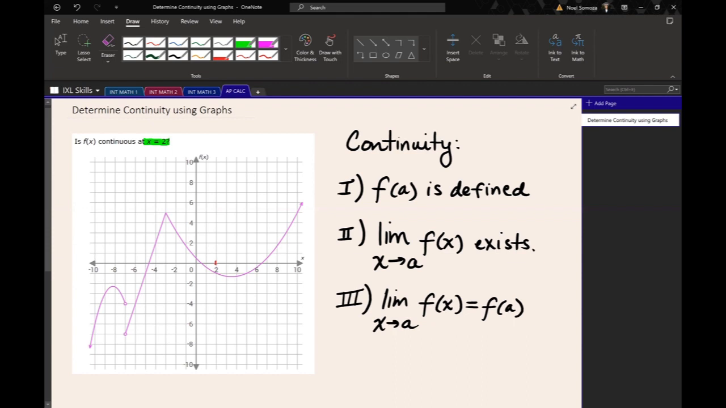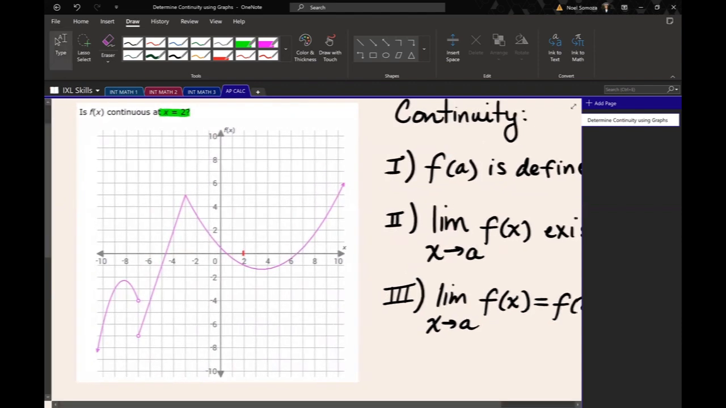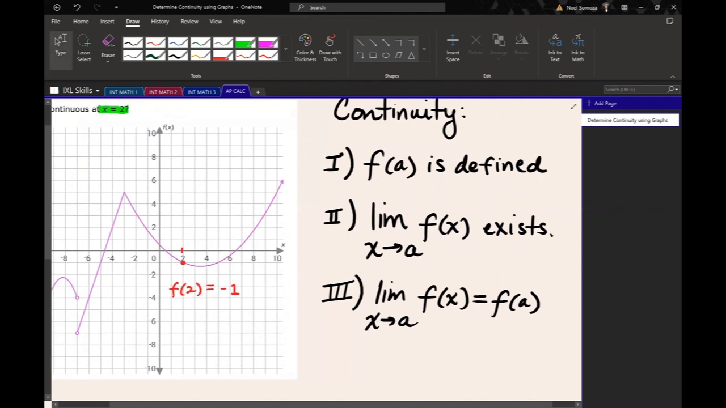So let's go through each one of the three parts of the definition. First, let's identify that f of a is defined. So in this case, let's make sure that f of 2 is defined. If we were asking ourselves, what is f of 2? Well, f of 2 means what is the output when the input is 2? That output would be defined at -1. So first part of the definition, we can say that's satisfied.